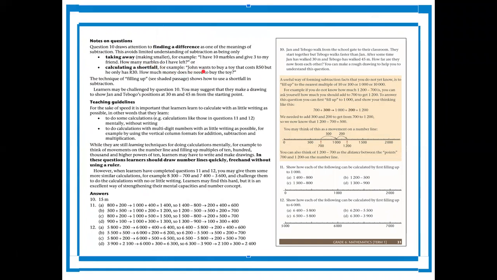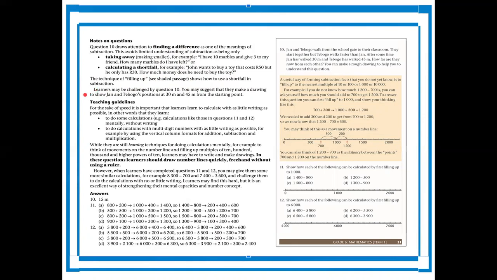For example, John wants to buy a toy that costs 50 Rand, but he only has 30 Rand. How much money does he need to buy the toy? So that is a shortfall, but another way it can be phrased is finding a difference. So that is another way that subtraction can be said in a question. The technique of filling up, so when you look at the shaded passage, shows how to use a shortfall in subtraction.